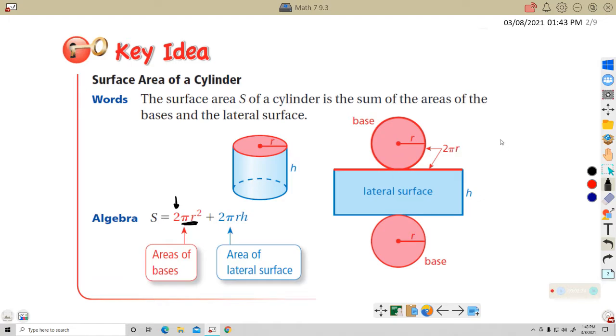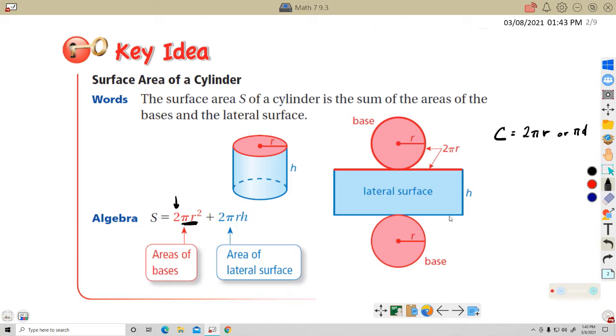Why is it 2 pi r h? Because what is the circumference? The circumference is 2 pi r. So whatever the radius is, we multiply by 2, because 2 times radius is the diameter, right? Or, I'm sorry, pi d, because d is the same as 2r. And then times the height. That's the height of the rectangle.